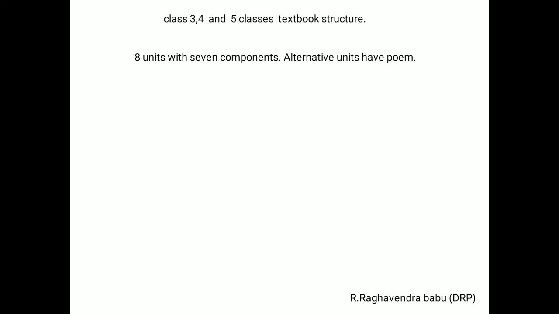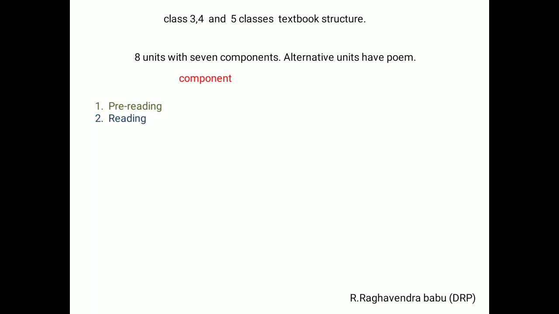The textbook has 8 units with 7 components. Alternate units have a poem, so not every unit has a poem. What are the components? One is pre-reading, that is like a face sheet. So much interaction takes place between the teacher and the student. It is very useful. It introduces the theme related to that unit.